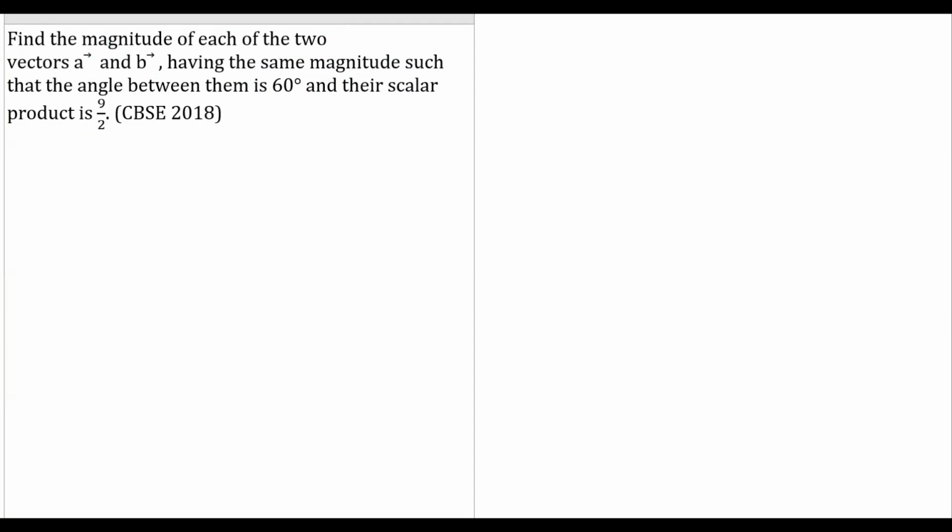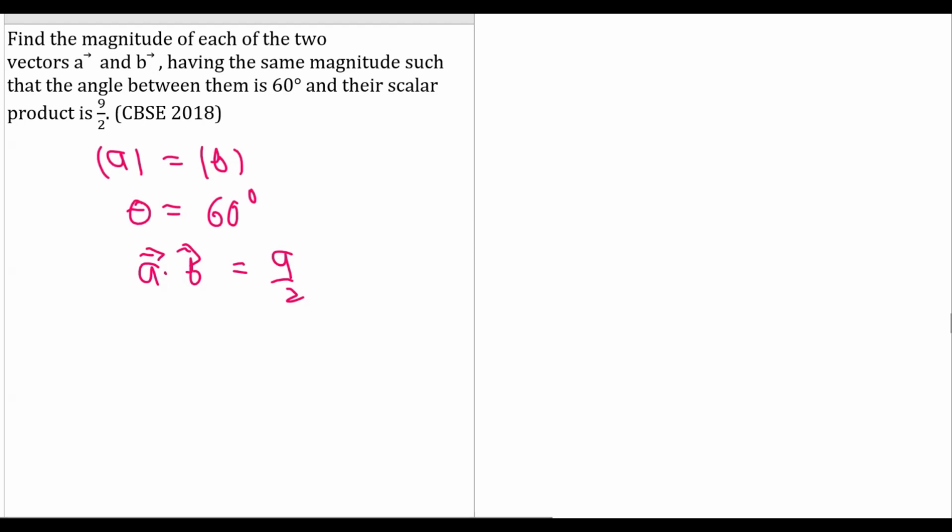So let's write down the information we have as of now. We know that A and B are two vectors of equal magnitude, so vector A's magnitude is equal to vector B's. Further, theta, the angle between these two vectors, is given as 60 degrees. And their scalar product, that is A dot B, is given as 9 over 2.